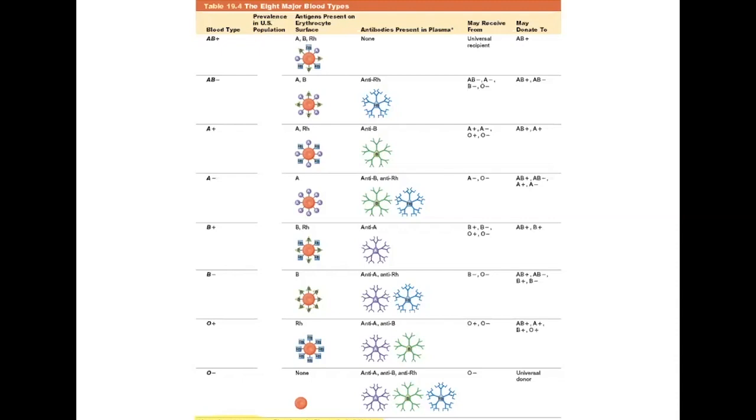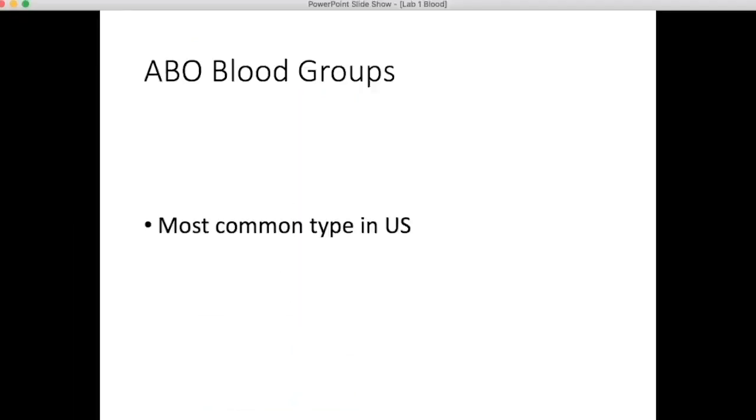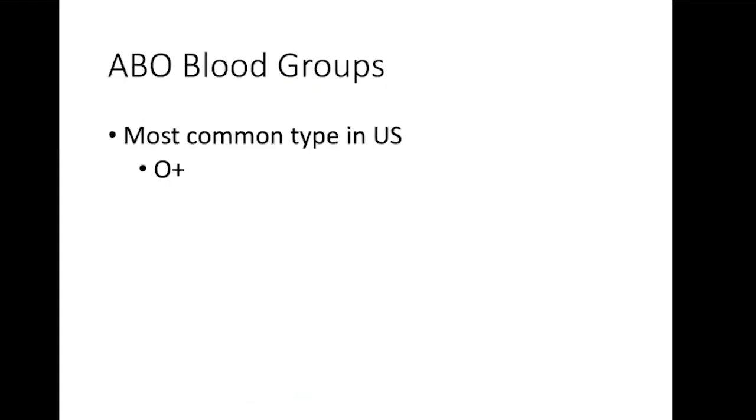This table tells you what blood types this particular blood type can receive from and to what blood types they can donate. Stop the video and look at this table. You may want to copy it. I will be asking you information based on this table on the exam. The most common blood type in the US is O positive, and the least common is AB negative.